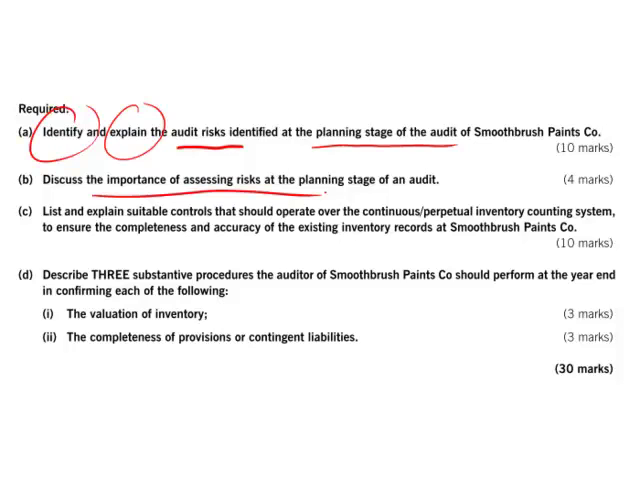Part C wants us to look for suitable controls over the continuous or perpetual inventory, and in particular to ensure completeness and accuracy of the existing inventory records at the company. In other words, how they're doing at the moment. And it is focusing on only two assertions, completeness and accuracy.